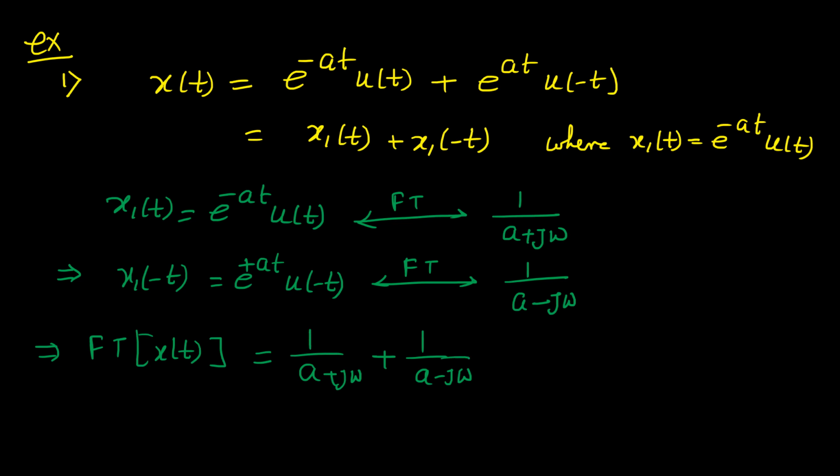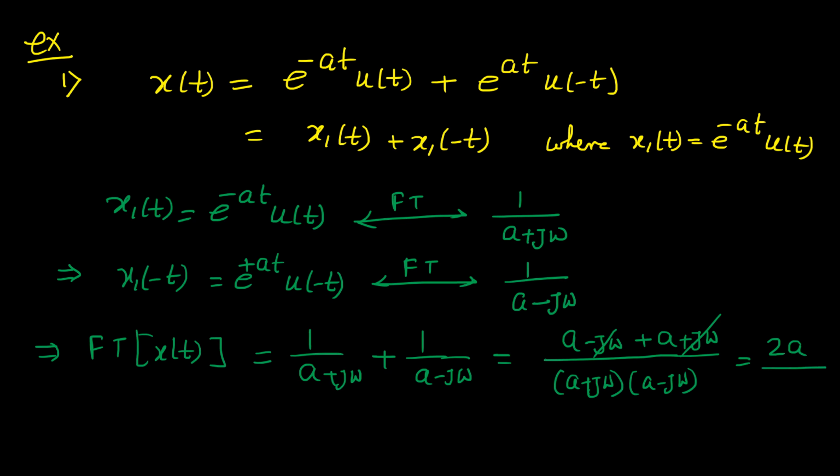If you combine these two, it will become a plus j omega times a minus j omega in the denominator. So the j omega will cancel in the numerator and you will get 2a, and the product is a square minus j square omega square, and j square equals minus 1, so it is a square plus omega square. So be careful here.